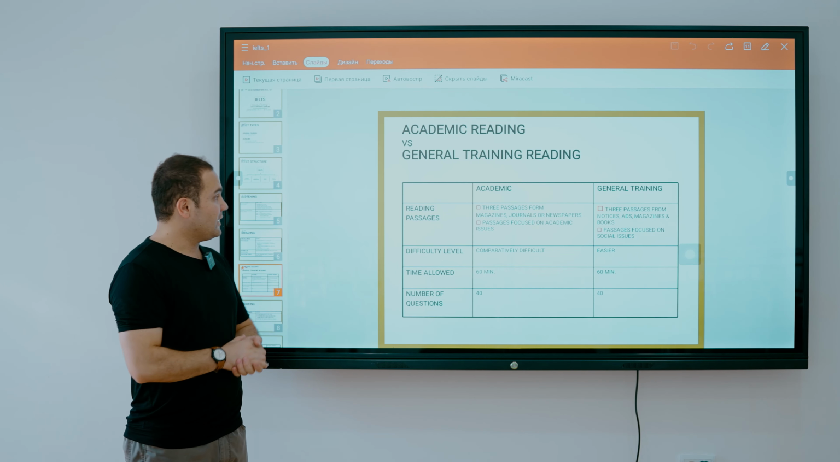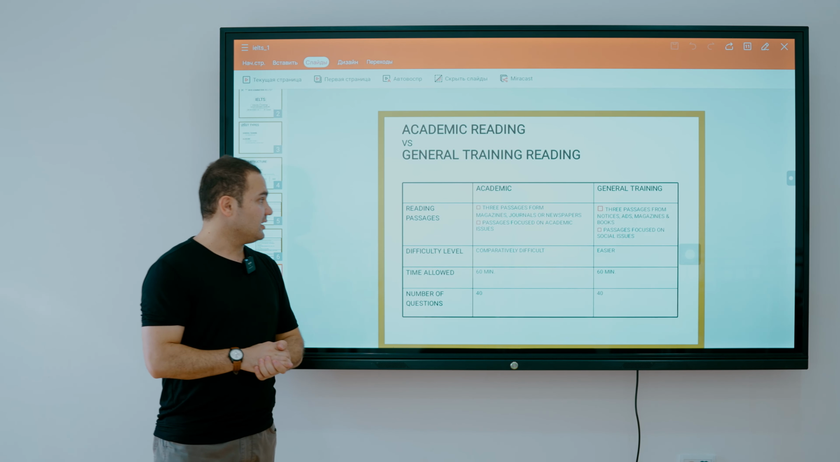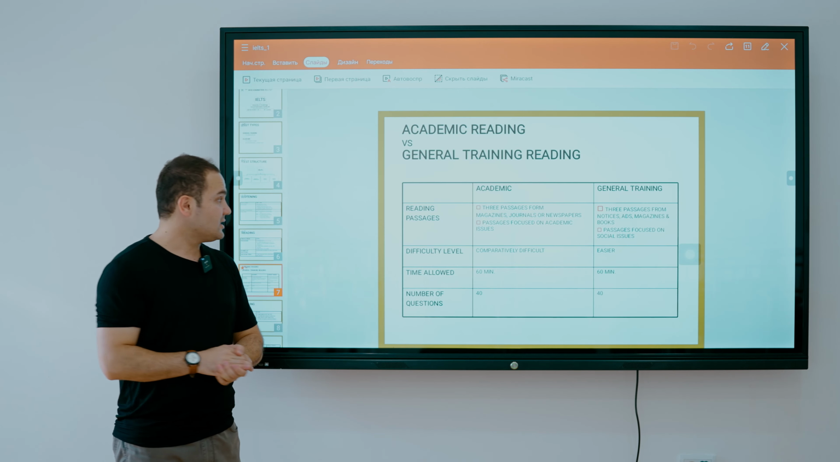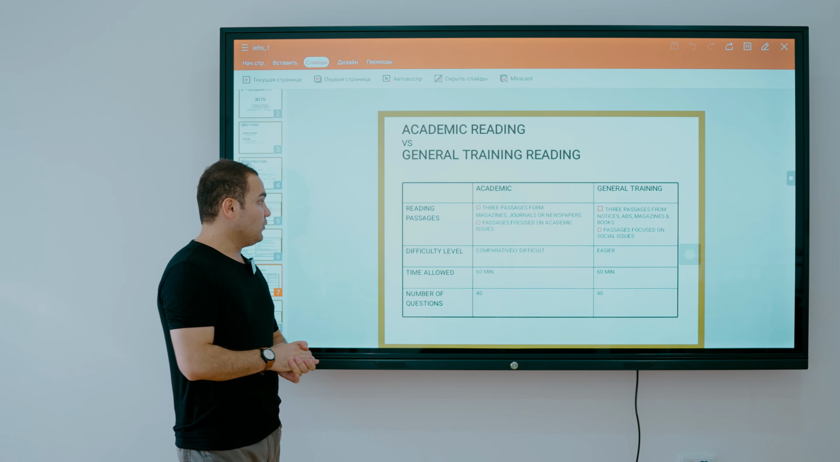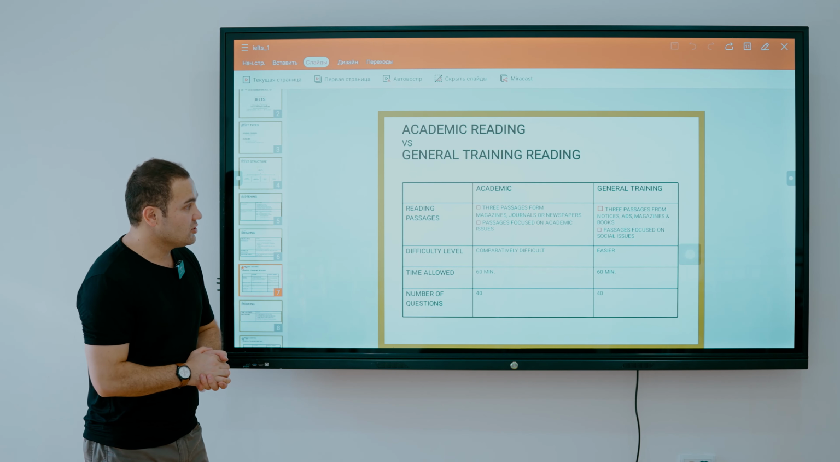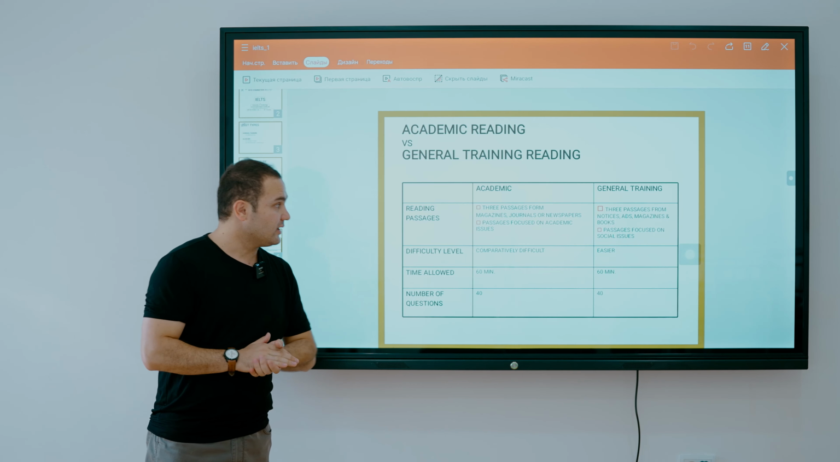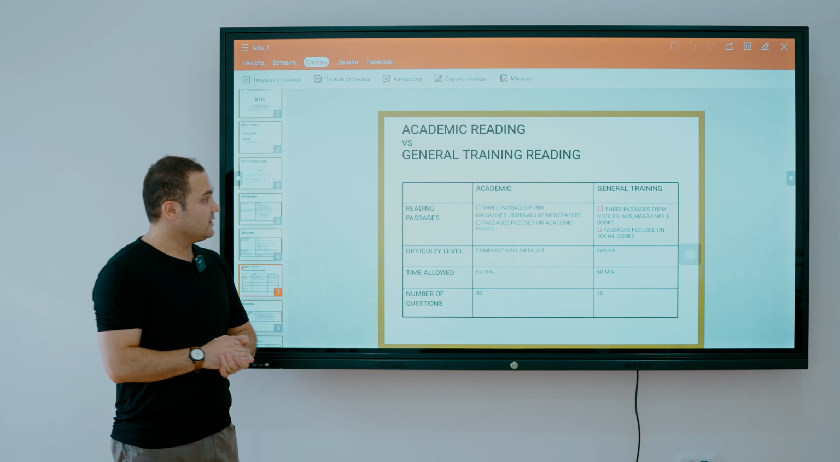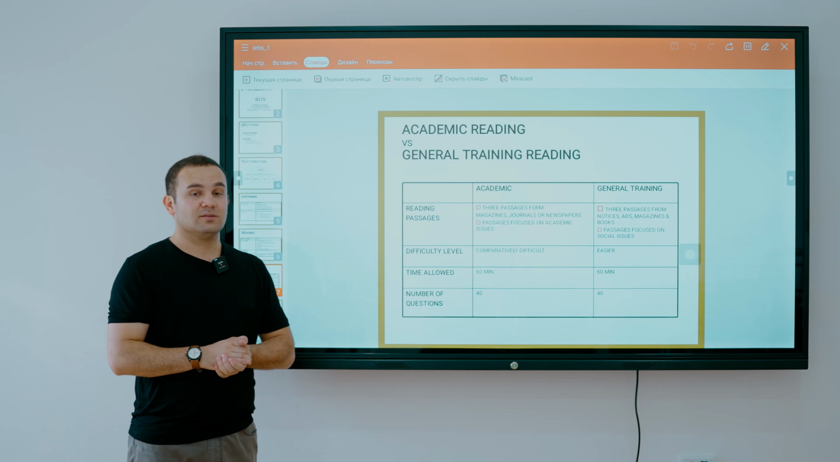For example, in the reading session of the academic IELTS test, there will be 3 passages from magazines, journals, or newspapers. But in general training, there are 3 passages from notices, ads, magazines, and books.